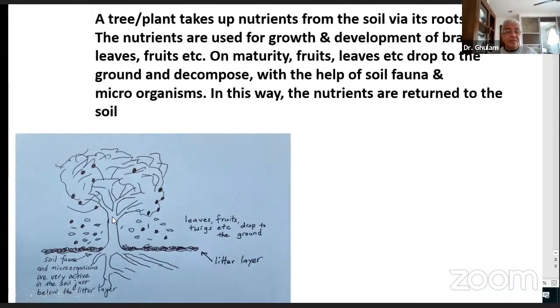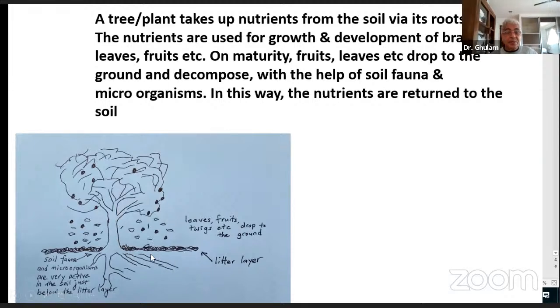But as the fruits and the trees mature, they turn brown. For the leaves, they turn brown, and then they drop to the ground. Similarly, the fruits, if you don't harvest, they will fall to the ground, and then they will undergo decomposition. And this again returns the nutrients back to the soil. That means in this case, it is also a small cycle.